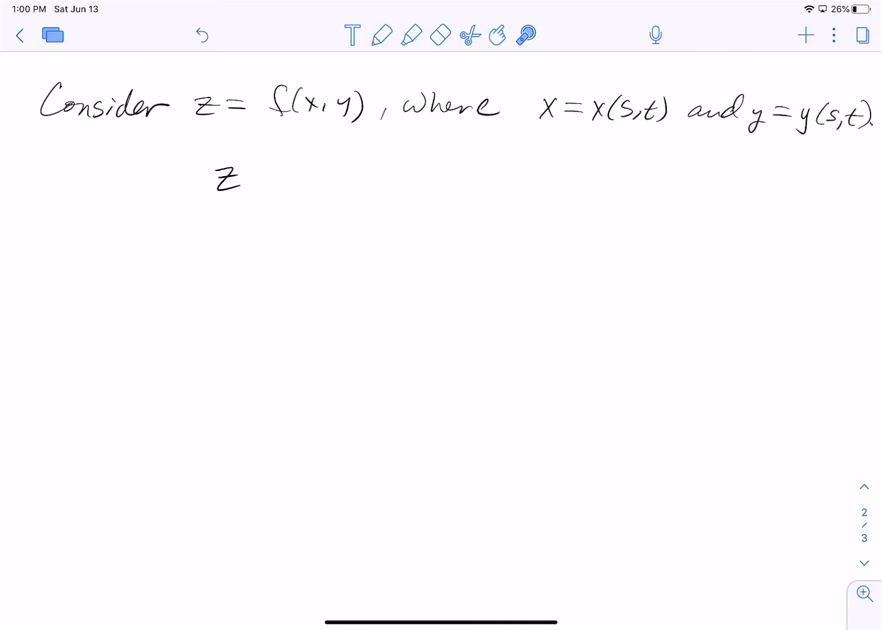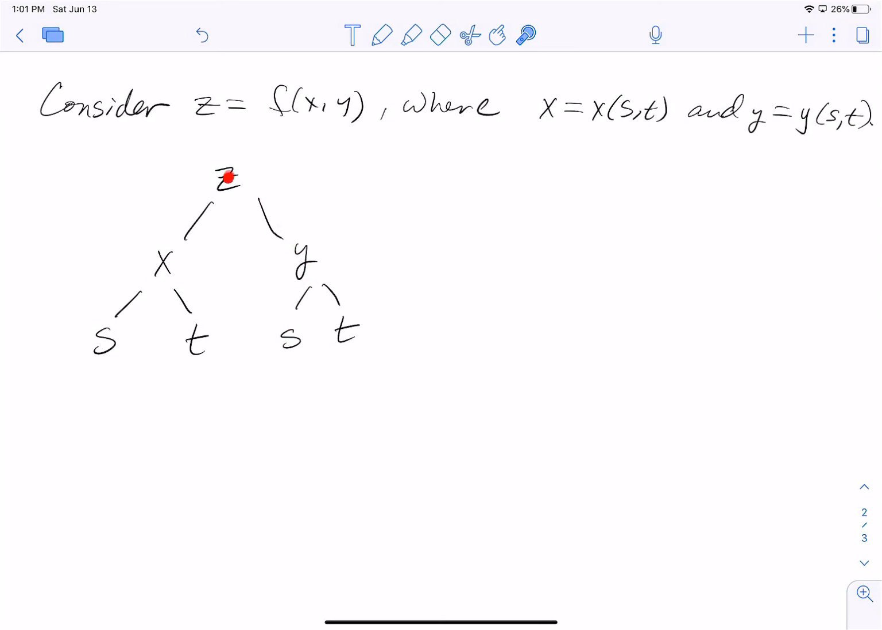And since z depends on both x and y, we're going to branch off z. So we have x and then y. Since x depends on both s and t, for x we're branching underneath it, with s and then t. Likewise for y, we're going to branch y and we have s and t. The idea here is that we're going to consider all the possible paths.